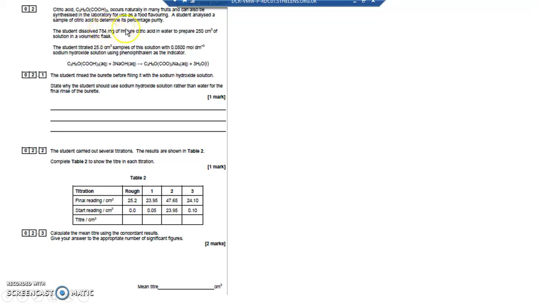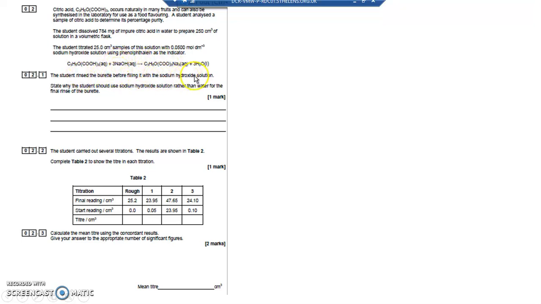So they've only taken a sample, 25 centimetre cubed out of the 250. So they've taken a tenth of the amount of the citric acid in a sample. Titrated it with 0.5 mole per decimeter cubed, so we've got the concentration of sodium hydroxide, using phenolphthalein as an indicator. Okay, we've got the equation here, so that might be important. 1 mole of the acid reacts with 3 moles of the sodium hydroxide.